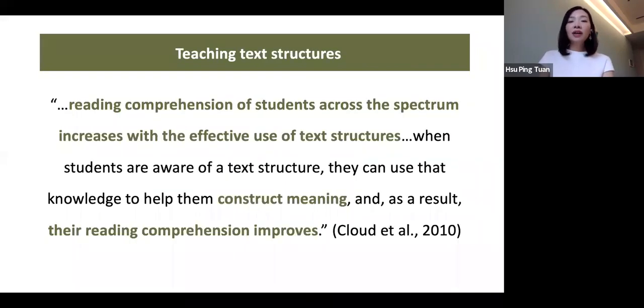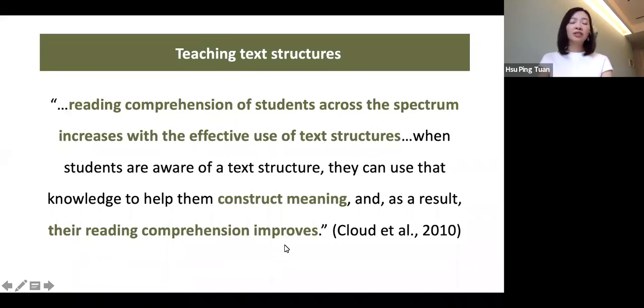Now, moving on to teaching text structures. I really like this passage in Cloud's book, so I include this passage in my presentation, and I'm going to read it for you, and please read along with me. Reading comprehension of students across the spectrum increases with the effective use of text structures. When students are aware of a text structure, they can use that knowledge to help them construct meaning. And as a result, their reading comprehension improves.